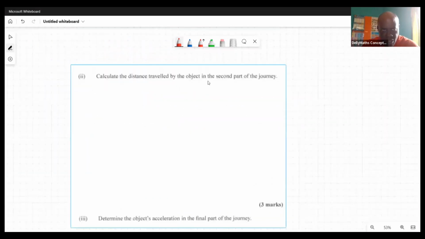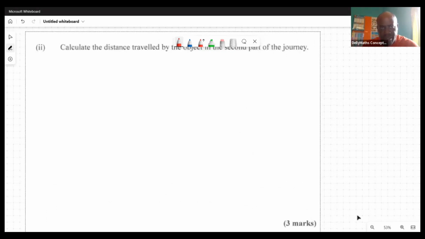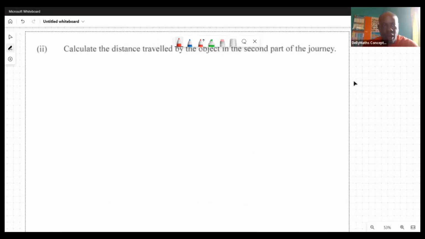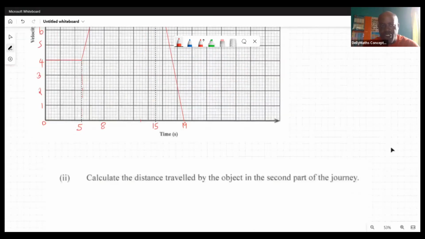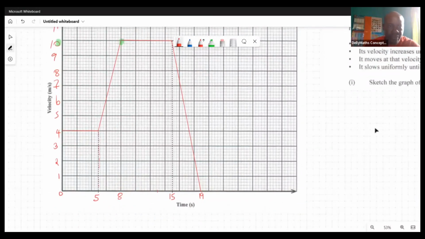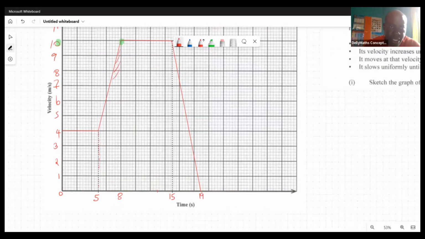Next question now. So for the next question, they're asking us to do a few things, right? All right, let us look. 1, calculate the distance traveled by the object in the second part of the journey. Talking about the second part of the journey. The second part of the journey is definitely this section. So I'm going to just highlight it. The second part of the journey is in this section right here.